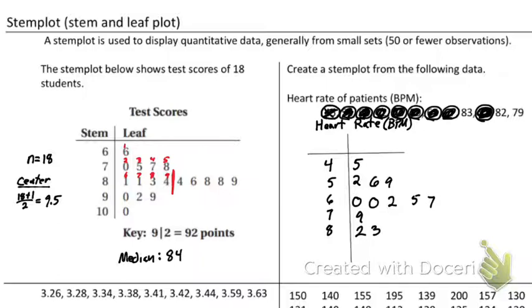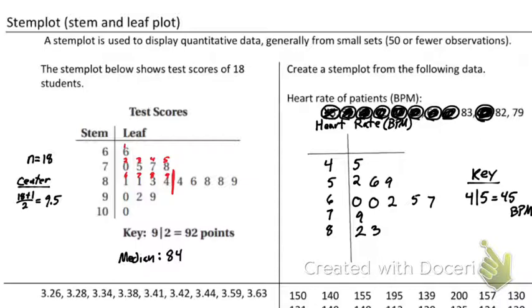Now I have a title. The only thing I'm missing is a key. Our key for this one, pick out any value that works that's on here. So I'll pick the 4 and the 5, put 4 bar 5, and just say that equals 45. And I guess we could put beats per minute if you want to make a complete key. That key is important because it will not always be a tens place. If we look at our next example, the common mistake people are going to make on the next example is they're going to make their stem a 3.